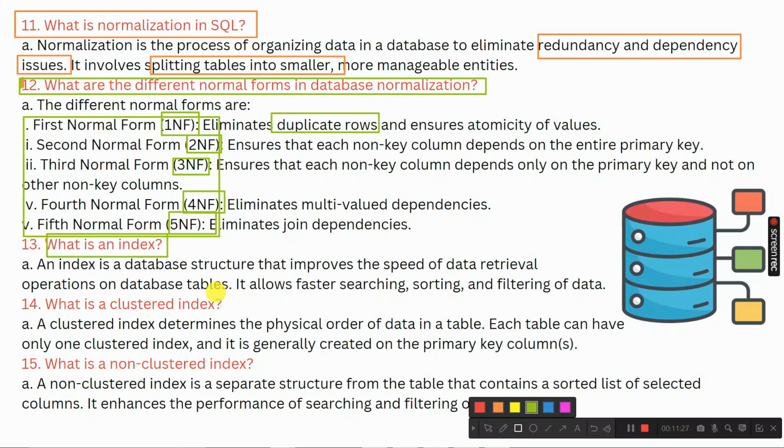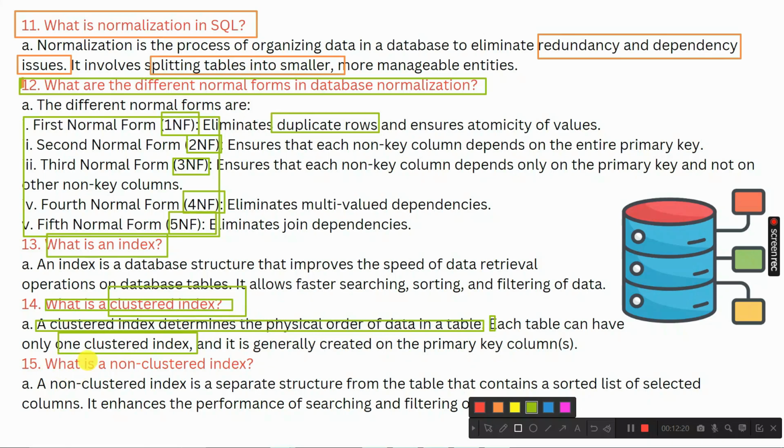Okay. Because directly the search process will go with the index value. Alright. It allows faster searching, sorting and filtering of the data. Alright. So the index column is more important whenever we are creating a particular table. Then the next is, what is the clustered index? A clustered index determines the physical order of the data in a table. Each table can have only one clustered index, and it is generally created on the primary key column. This is called the clustered index.